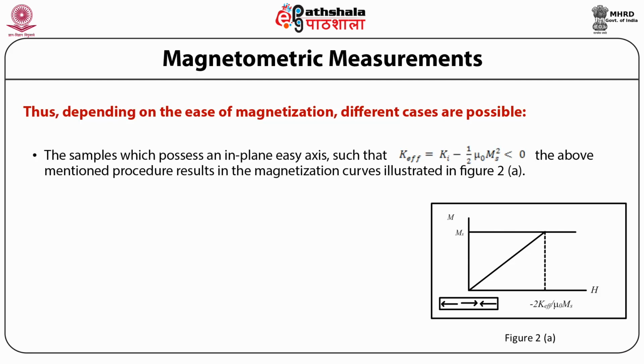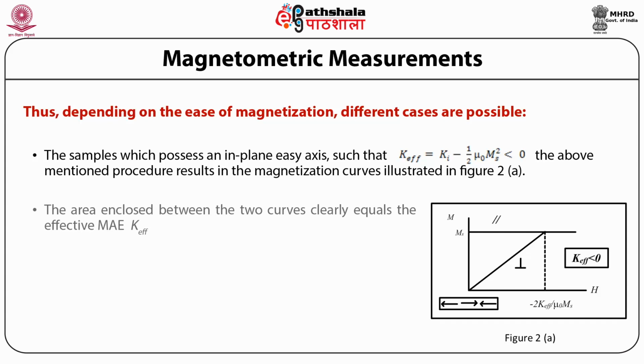First, the samples which possess an in-plane easy axis, such that K effective equals Ki minus 1/2 mu naught Ms squared, is less than 0. The above mentioned procedure results in the magnetization curves which are shown in figure 2a. The area enclosed between the two curves clearly equals the effective MAE, which is K effective.